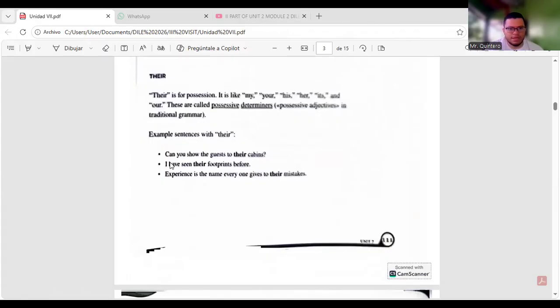Example sentences with their. Can you show the guests to their cabins? Hey, ya voy. I have seen their footprints before. Experiences the same everyone gives to their mistakes.